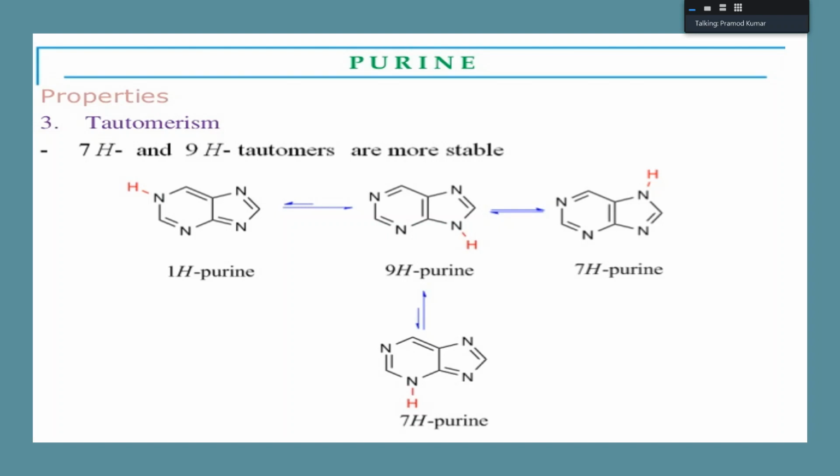That's why in the case of guanine and others, the nitrogen at the 7th position is prone to alkylation. So this 7H purine tautomeric form is very important, because this is the part which conjugates with the alkylating agents present in anti-cancer drugs.